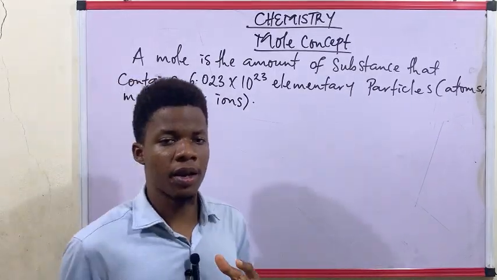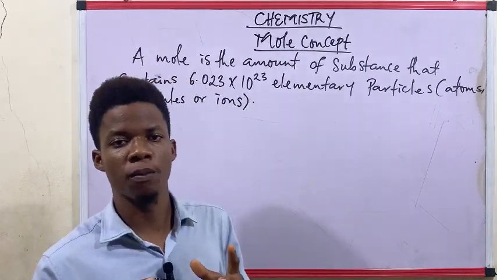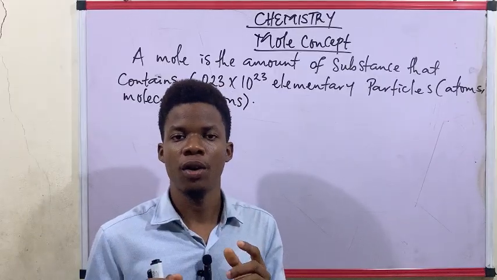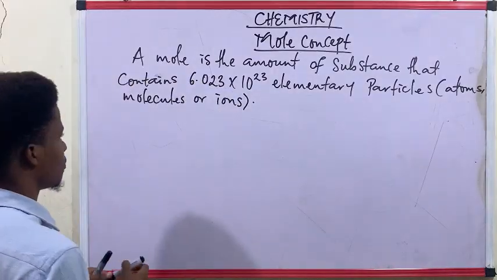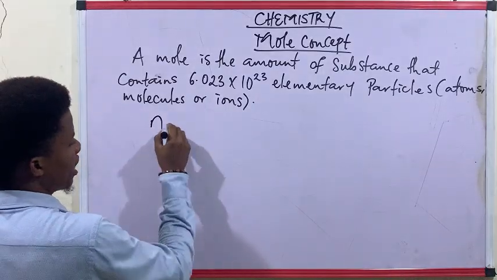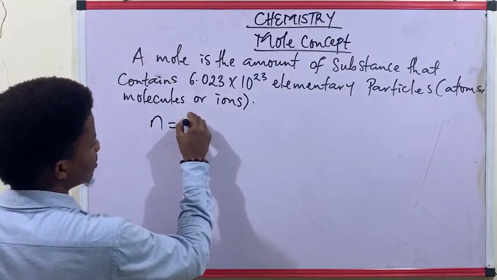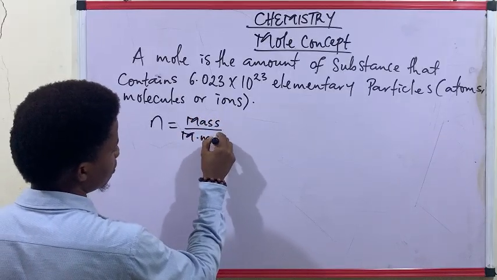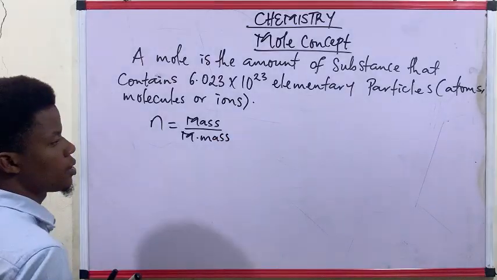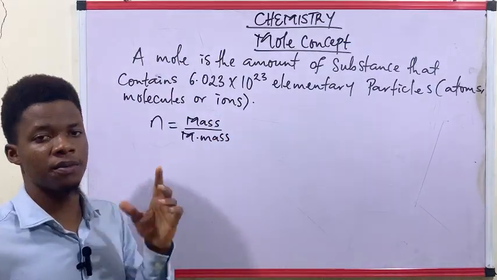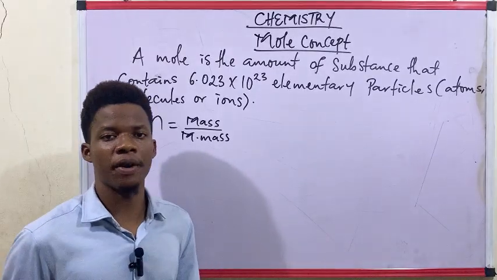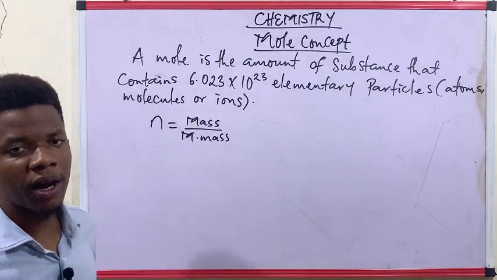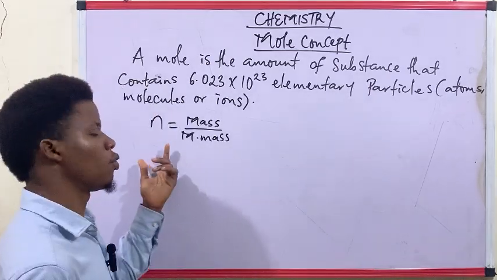Now, there are so many formulas that cut across the mole. The most basic formula of the mole is: number of moles, N, is equal to mass all over molar mass. You must know this formula. It is a must, and it cuts across all areas in chemistry. Mole is equal to mass over molar mass. However, there are other formulas pertaining to the mole.